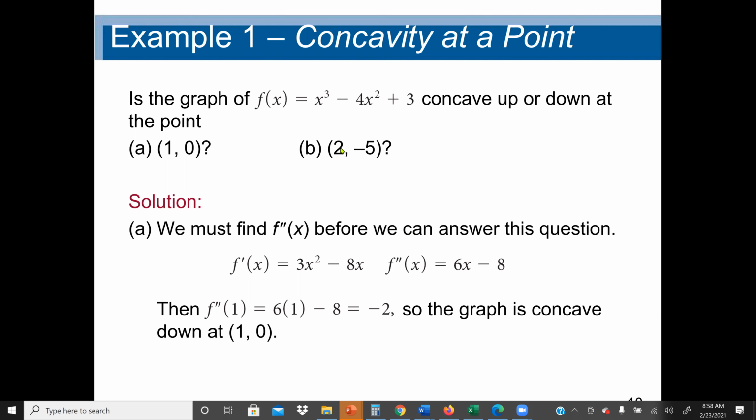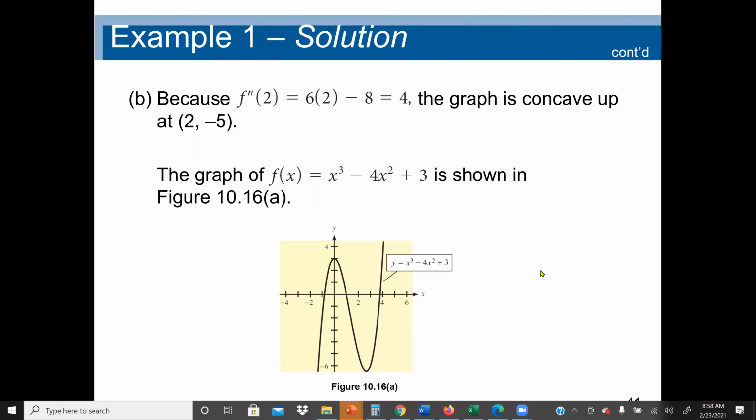So that means at the point 2 and negative 5, the function is concave up because 2 times 6 is 12. 12 minus 8 is positive 4. And that's what we have here. So 6 times 2 minus 8 is 4. So our answer is positive. So it's concave up.